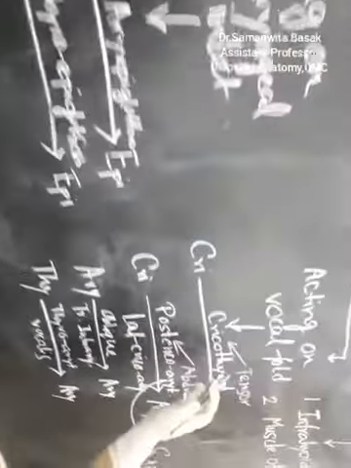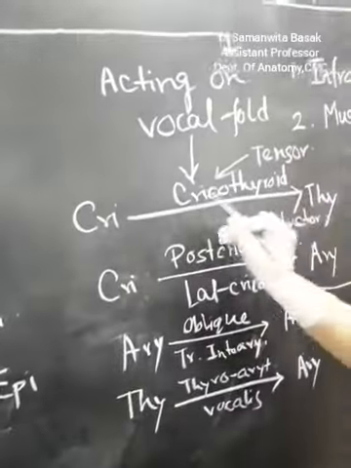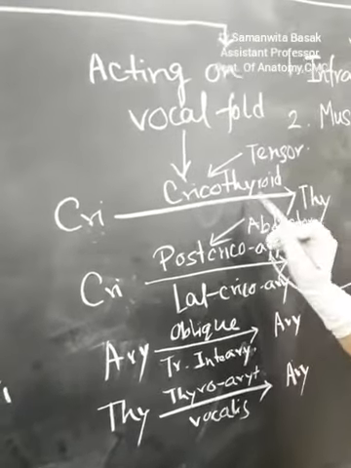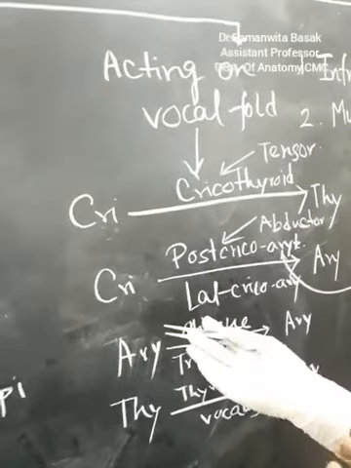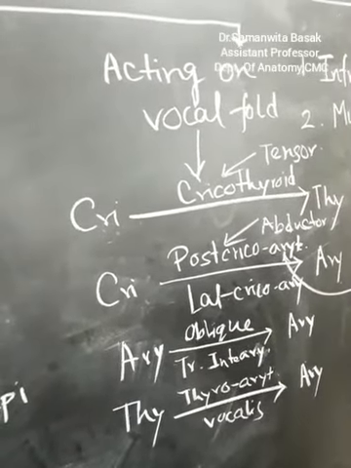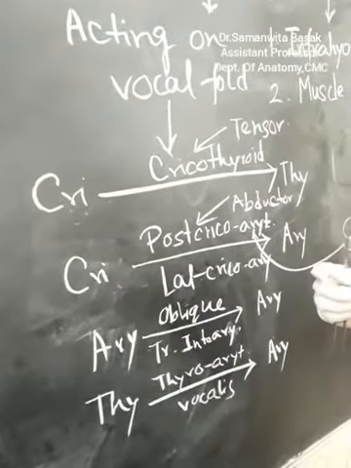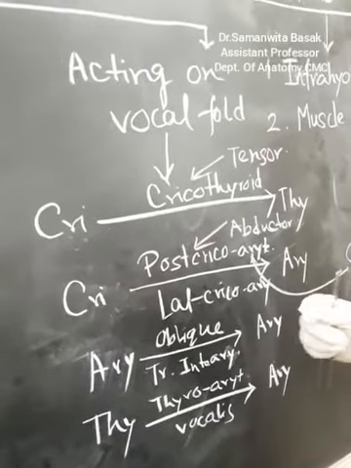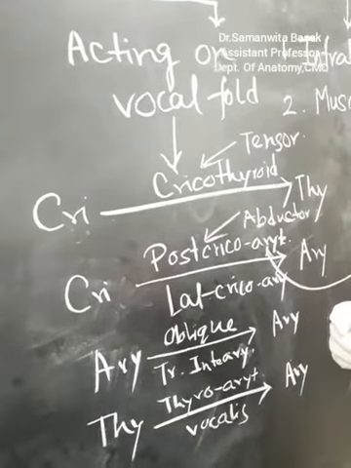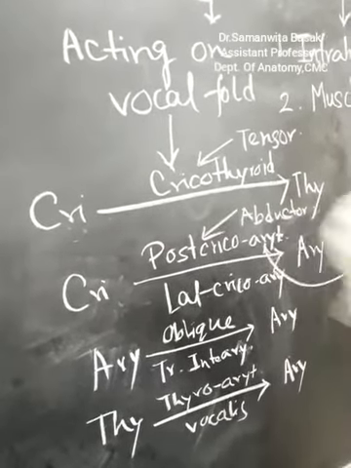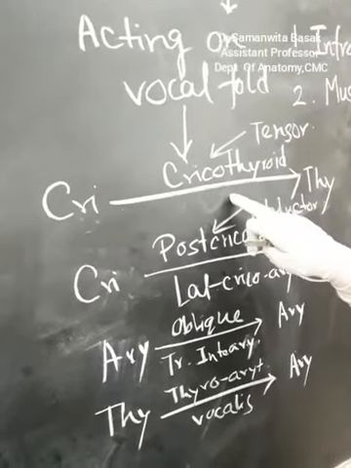What about the muscles acting on the vocal fold? Some muscles go from cricoid to thyroid, that is the cricothyroid muscle. It is the tensor of the vocal fold. What do you mean by tensor of vocal fold? In a guitar, if we increase the tension of one string, then there is modification of the pitch of the sound of the instrument. So there will be pitch modulation of the voice when the cricothyroid muscle is acting.